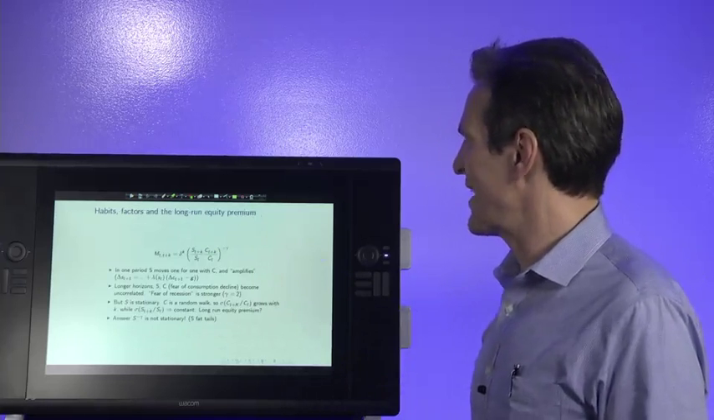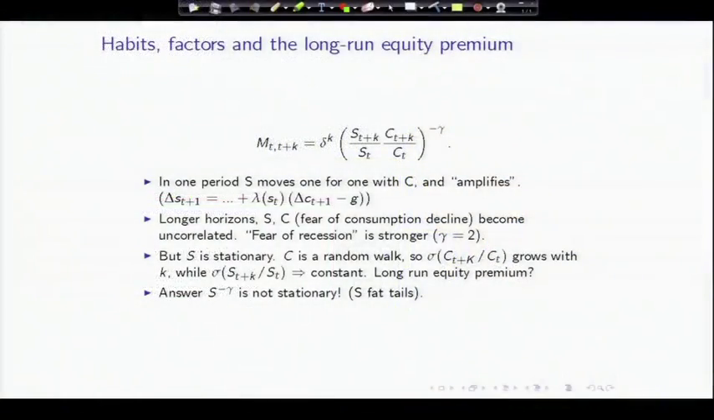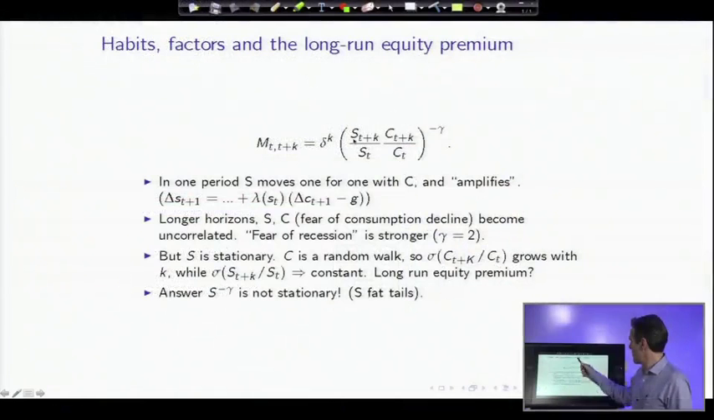This also has a very nice feature. It captures the long-run equity premium. A problem of models of this sort, consumption growth multiplied by something else, is that the something else is typically stationary and goes away in the long run. In our model, gamma is about 2. In the short run, S moves 1-for-1 with consumption growth and amplifies the movement in consumption growth. That's how we get the equity premium despite gamma being 2.